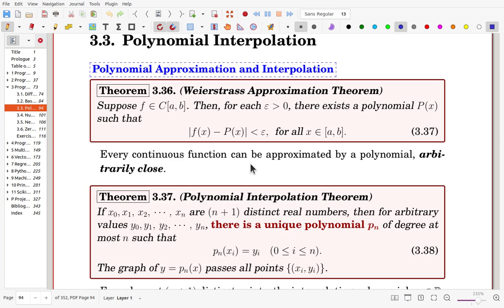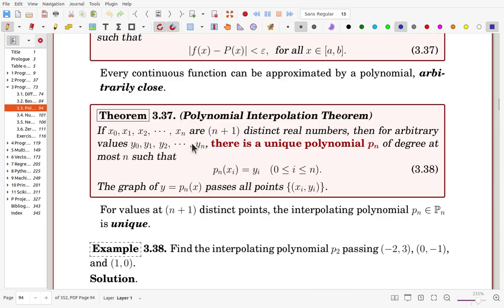Let's see another theorem, the polynomial interpolation theorem. x0 to xn are n plus 1 distinct real numbers. Then, for arbitrary values y0 to yn, there is a unique polynomial Pn of degree at most n such that Pn at xi is yi for all i. In this case, the graph of y equals Pn(x) will pass through all the points (xi, yi).